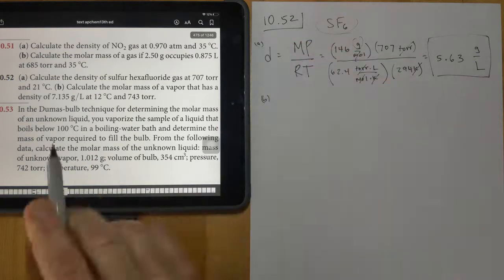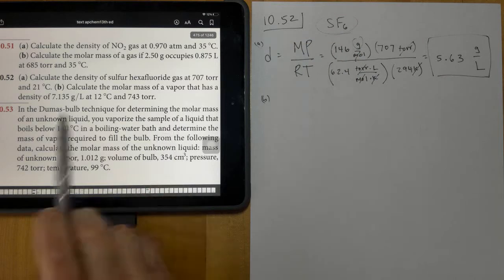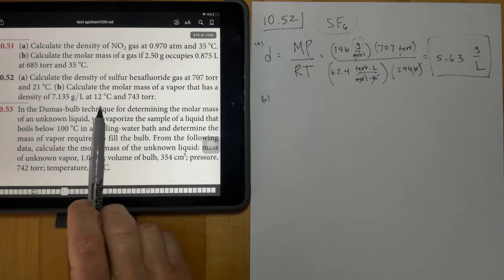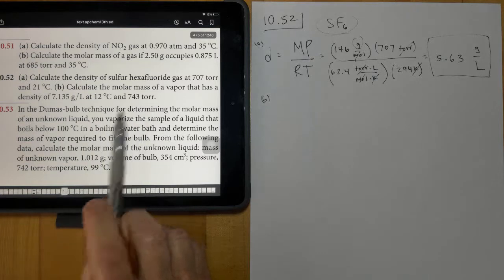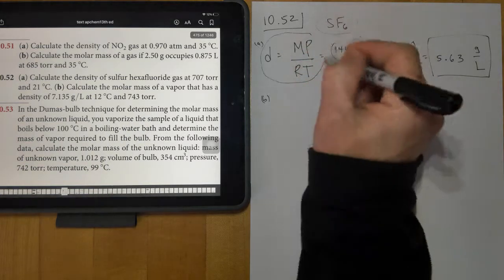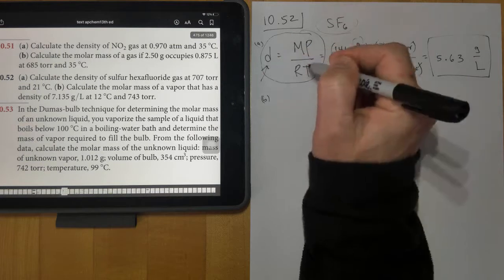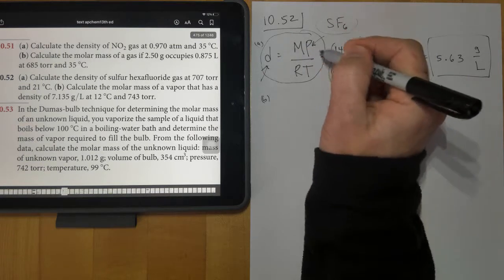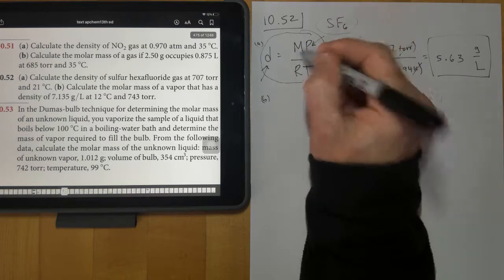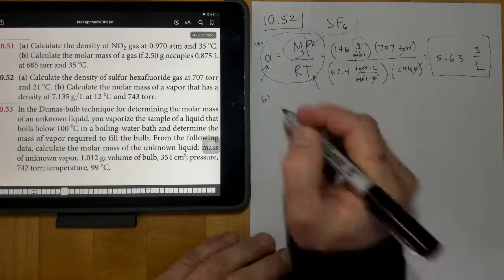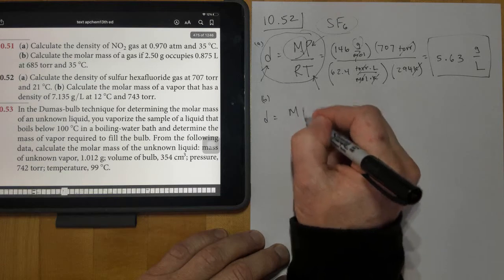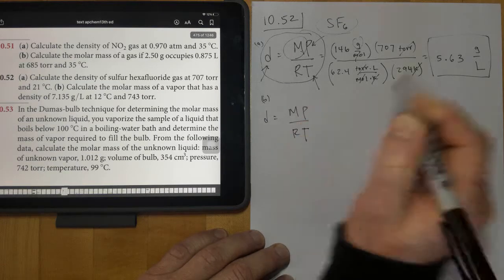Now in letter B, they ask to calculate the molar mass of a vapor that has a given density, and they give us a temperature and a pressure. So this time we're going to use the same equation, but we know the density, the pressure, and the temperature, but now we don't know the M, the molar mass. So D is equal to MP divided by RT.